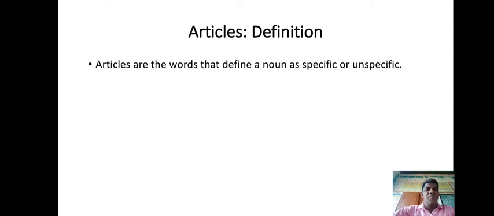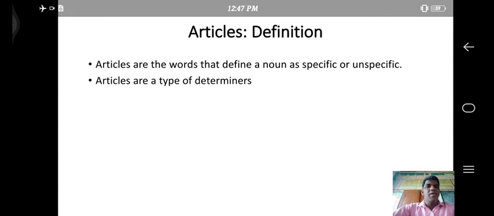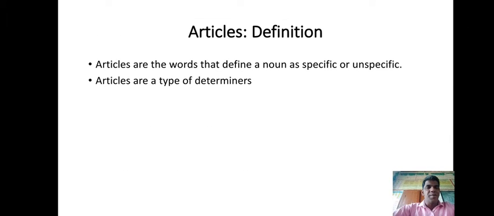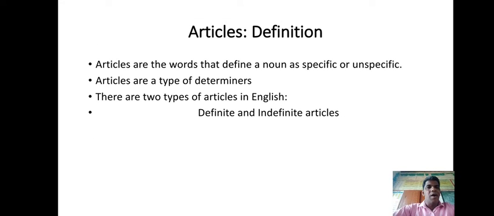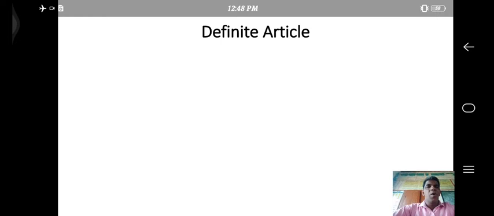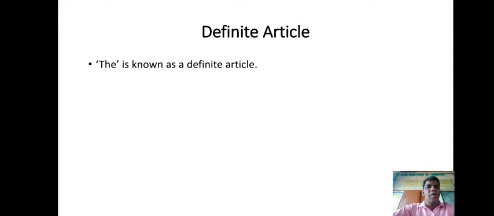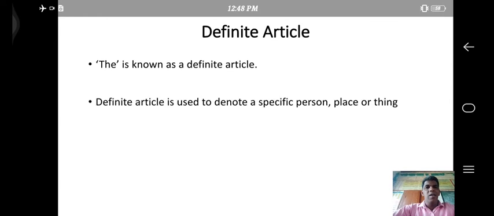Now we shall see that articles are the words that define a noun as specific or unspecific, and articles are a type of determiner. Then there are two types of articles in English: definite articles and indefinite articles. Now, the definite article. So you all know that "the" is known as a definite article.